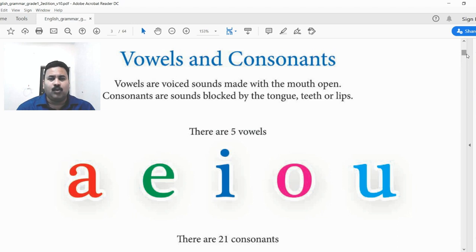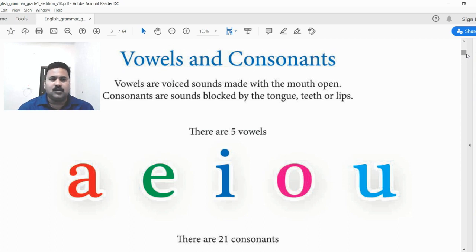As I said, vowels are voiced sounds made with the open mouth. There is no hindrance when we sound these letters. There are only five vowels in the English language, and these are A, E, I, O, U. Let's sound them out and see whether there is any obstruction or not. A, E, I, O, U. You see these five letters, the sounds don't have any hindrance. That is why we call them vowels.